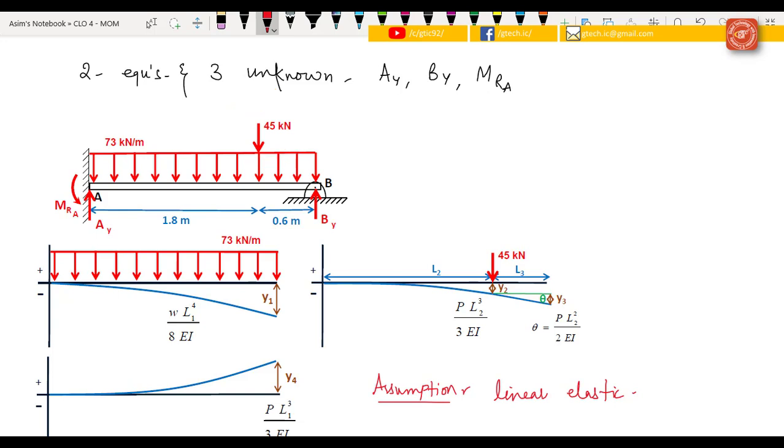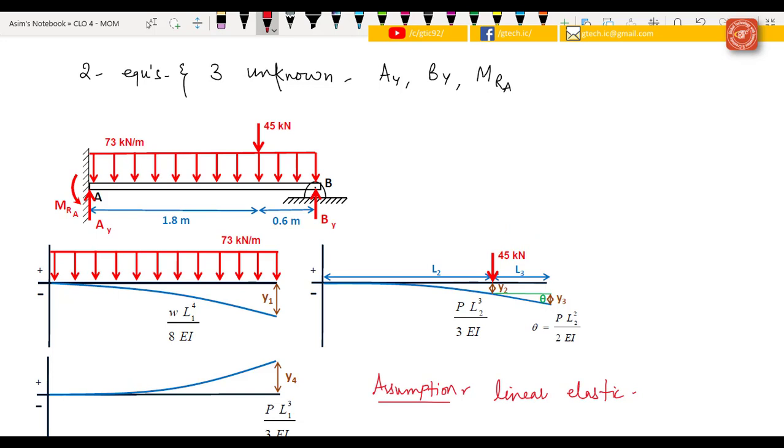And from the beam deflection table, we know that the maximum deflection is WL^4 over 8EI. You can simply check it out. Then we are considering this point load, that is 45 kilonewton, that is acting at this point. So we know that the maximum deflection, as in the case of a cantilever beam, is acting over there.